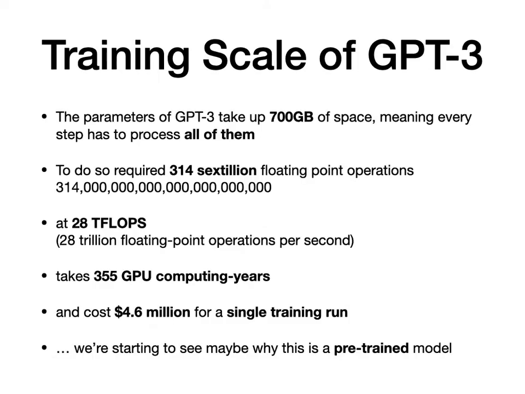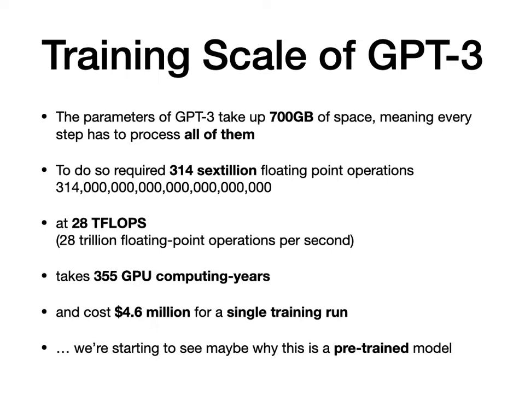GPT-3, just to store the thing, takes up 700 gigabytes of space, meaning that every time you do something and you may have to update weights, you may not have to update all of them, but you're updating a lot of them. Every shot of learning, every bit of learning it does has to interact with that much data. You may say, oh, I have a terabyte hard drive. Yeah, well, imagine if every step of your program that you write had to access your entire hard drive, right?